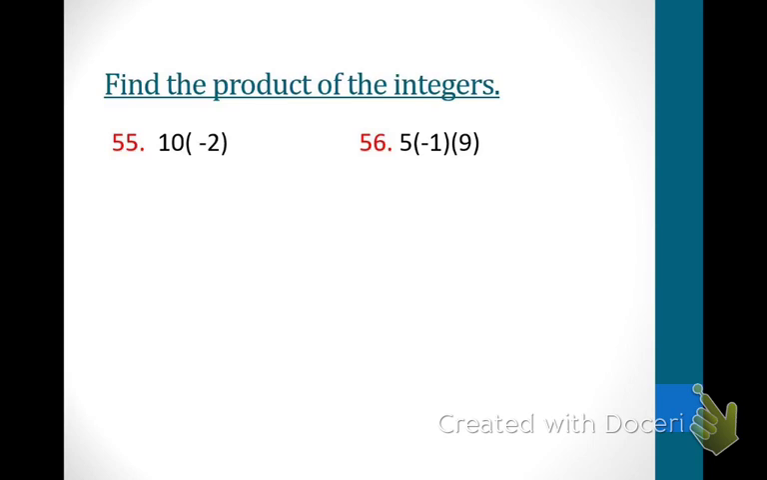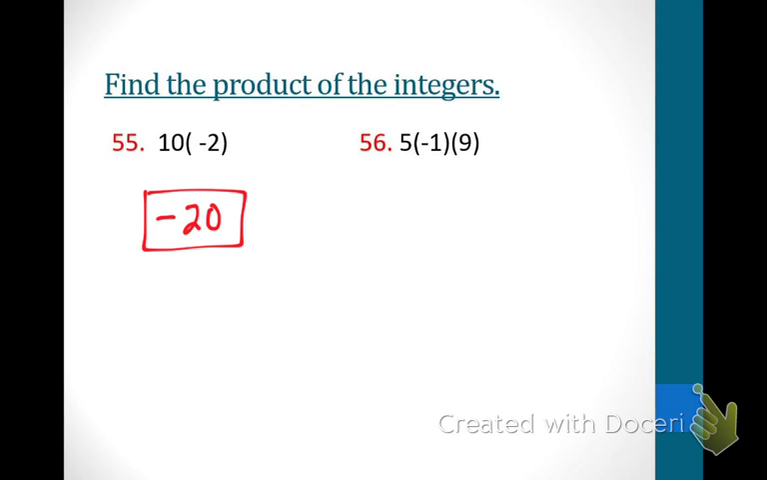55 and 56 says find the product of the integers. Do I do this the same way, with same sign add and keep, different sign subtract and take? No, multiplying and dividing is totally different, okay? There's an idea that you have to remember. You have to count how many negative signs there are. How many negative signs are up there? One. Because there's only one, will my answer be negative or positive? It will be a negative answer. So what is 10 times -2? -20 is correct.